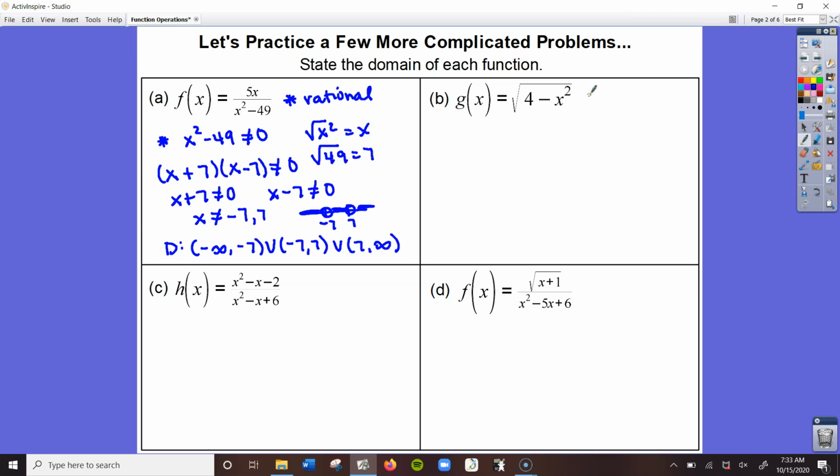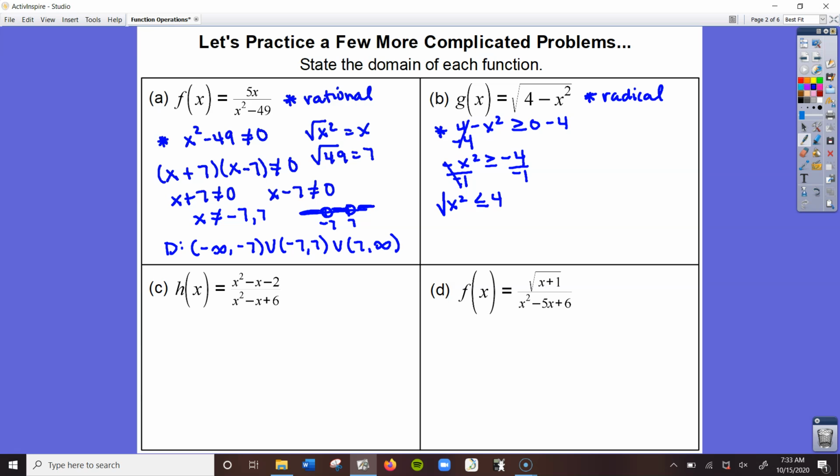Now in B, this is obviously another radical function because we have that square root. So we take the inside, that 4 minus x squared, and we make it greater than or equal to 0. And then we solve now for x. So I'm going to subtract the 4. And then we would have negative x squared has to be greater than or equal to negative 4. Next, we would divide by negative 1. Now, as a reminder, whenever you divide or multiply by a negative when you're working with an inequality, it switches the direction of the inequality. So right now we have x squared is less than or equal to 4.